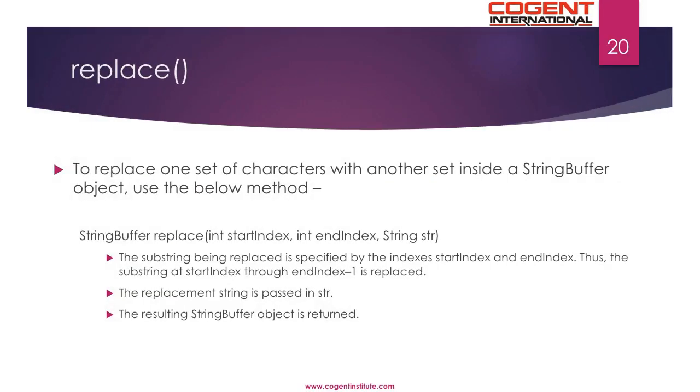Let's look at the replace method. To replace one set of characters with another set inside a StringBuffer object, we need to use the below method. replace, which has params startIndex, endIndex, and str of types int, int, and String respectively, and it returns a StringBuffer object. The substring being replaced is specified by the indexes, that is startIndex and endIndex. Thus, the substring at startIndex through endIndex minus 1 is replaced. The replacement string is passed in str. The resulting StringBuffer object is returned.